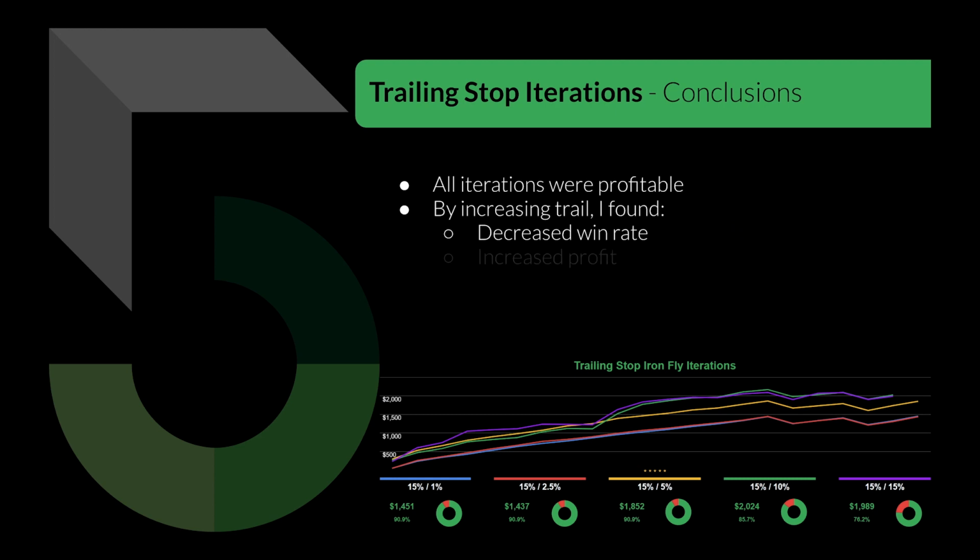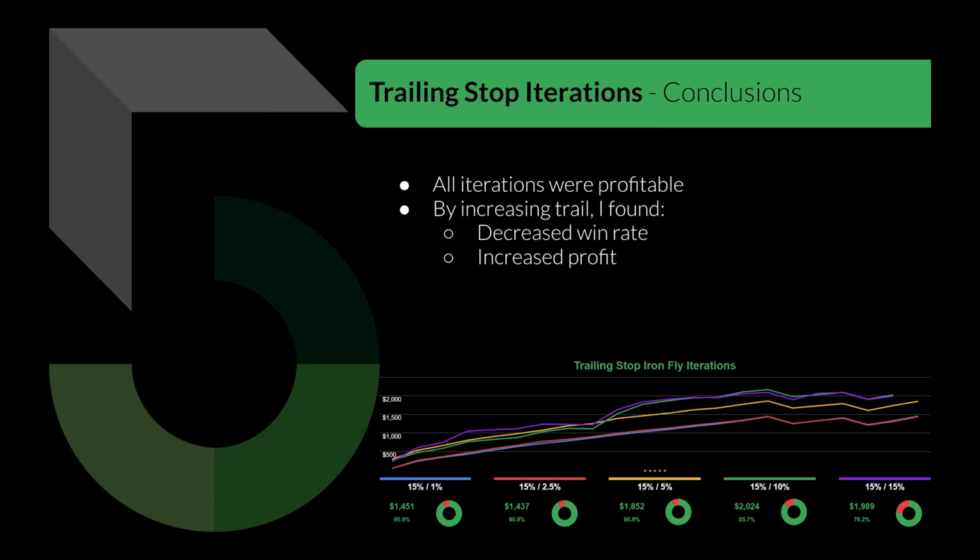Also, by increasing the trailing amount, I found that there was an increased profit. Not only did you have a smaller, or a worse win rate, but you had more profitability, which I guess is a good thing because you don't have to be right all of the time to still make a decent profit. You can see over in the line chart that the purple and the green, which had the 2 largest trails, those are higher.